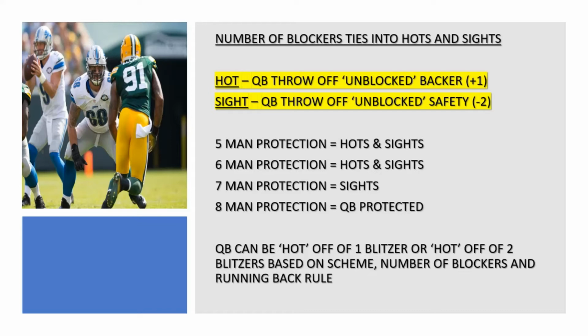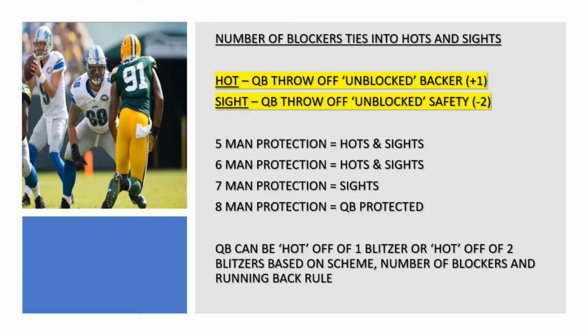And then based on the protections, how many men you got in the protections. If you got just a 5-man protection, well, depending on what you're doing with it, whether it's a man scheme or slide scheme or sort scheme, you've got hots somewhere and you've got a sight backside somewhere. If you've got a 6-man protection, it's the same thought process. There's hots and sights in 6-man protections.